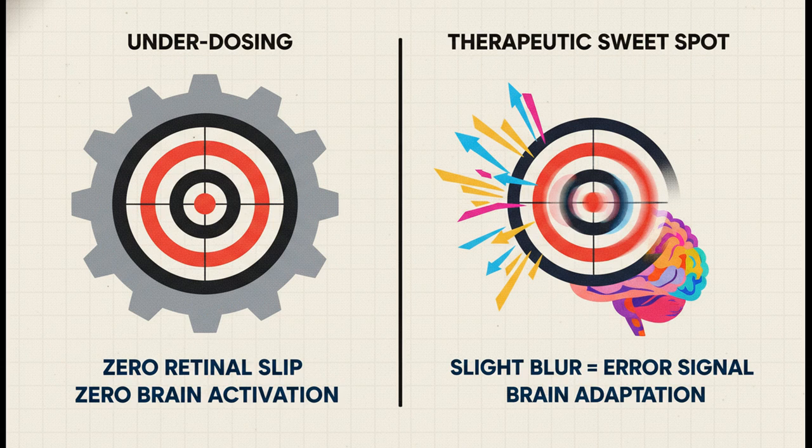So what's the big takeaway for your daily practice? Here is the absolute golden rule. When your patient is doing a VOR X1 viewing exercise, if they tell you the target stays perfectly clear the entire time, you know the dose is too low.